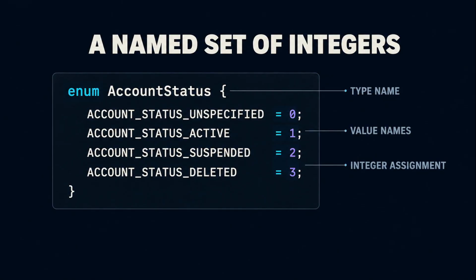Protobuf gives you the enum. You declare it with the keyword enum. You give it a camel case type name like account status. And inside curly braces, you list each value with a name in upper snake case and an integer assignment.